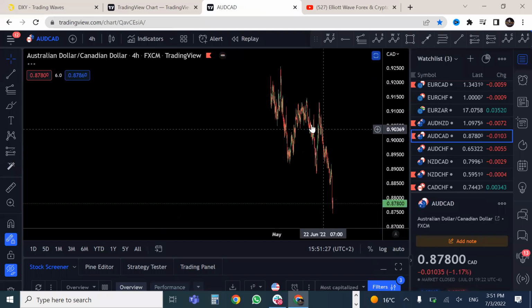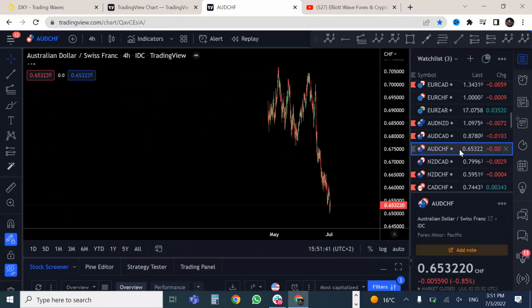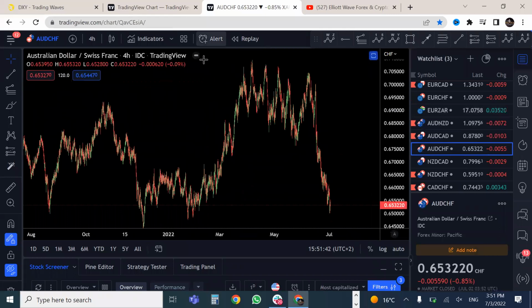Audi CAD, we showed Audi CAD last week as a part of a trade recap that we got it from here, and we're currently dropping to around this level. You don't want to get in at this point. You want to at least get a pullback so you can get onto the trend. Audi Chief, the same. This is the one that you saw during trade recap. We got this one from here. Any pullback, we're selling this.